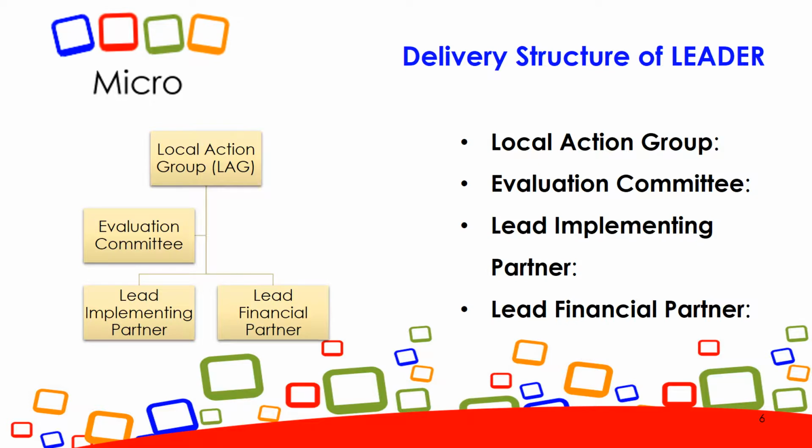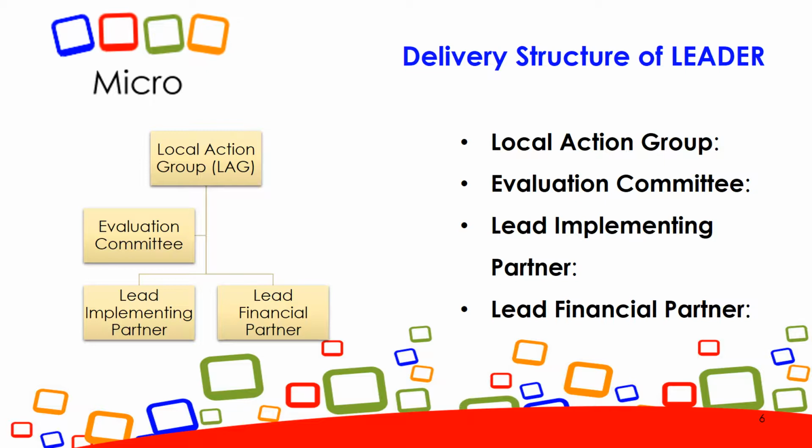The basic Leader structure is presented in this slide. Firstly, we have the local action group, or LAG. This is a group who have overall responsibility for delivering Leader program in the area, and is usually made up of a mix of statutory, local authority and community members. They form themselves into a board, a legal entity, to drive the application process and the spending of the money allocated to it.